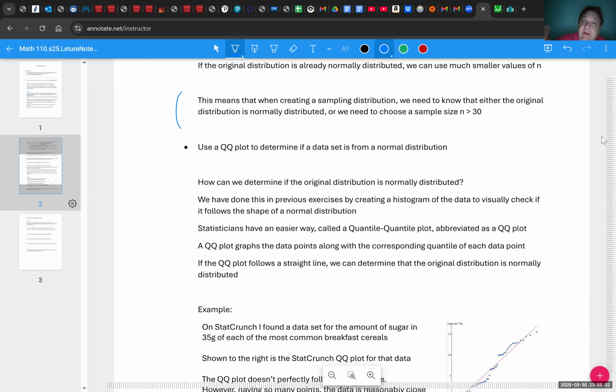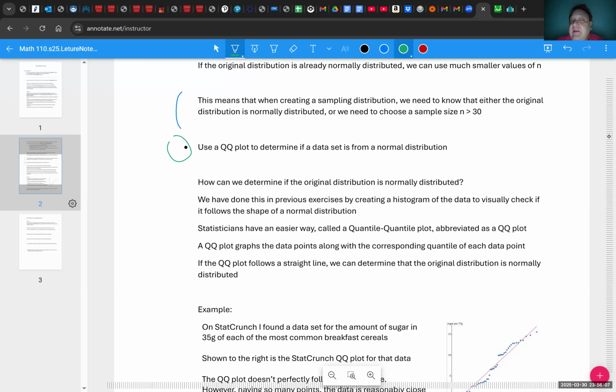So here we have the second learning objective, to use a QQ plot to determine if a data set is from a normal distribution. So this is essentially a quick and easy way to know if our original distribution is normal or not. Remember, we need to have a sample size bigger than 30, or we need to know that the original distribution is normally distributed. So how can we determine if the original distribution is normally distributed? Well, sometimes we're just told in the instructions that this is a normal distribution. So it just tells us and we're done.